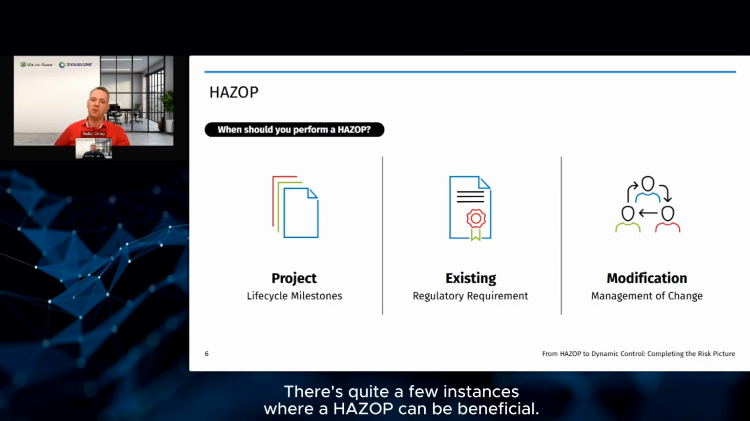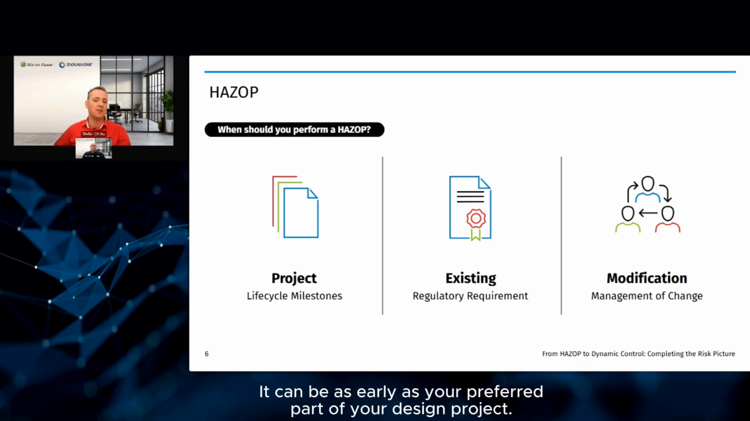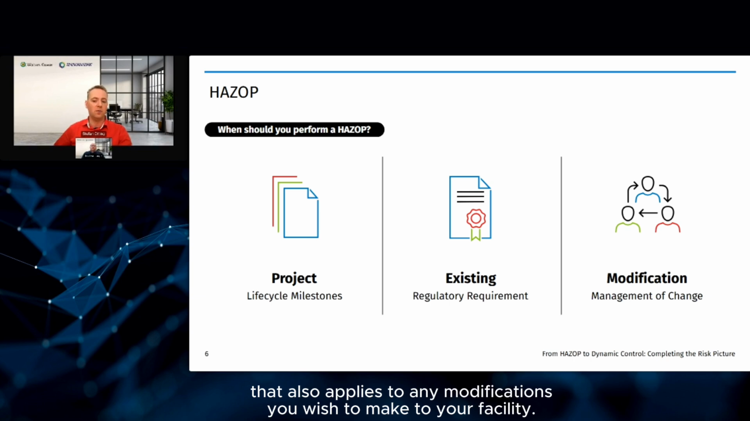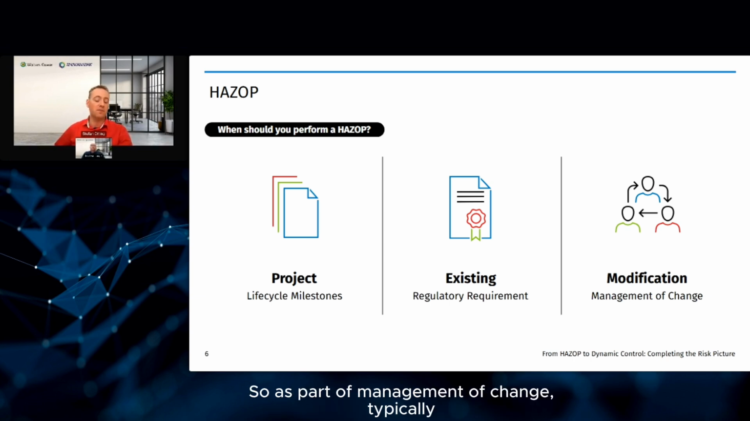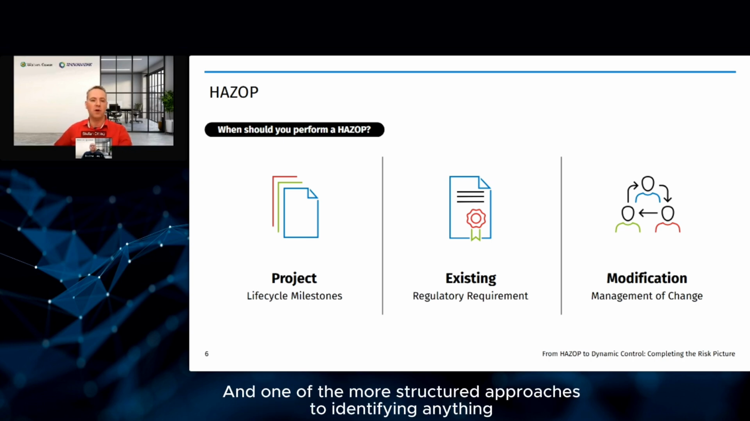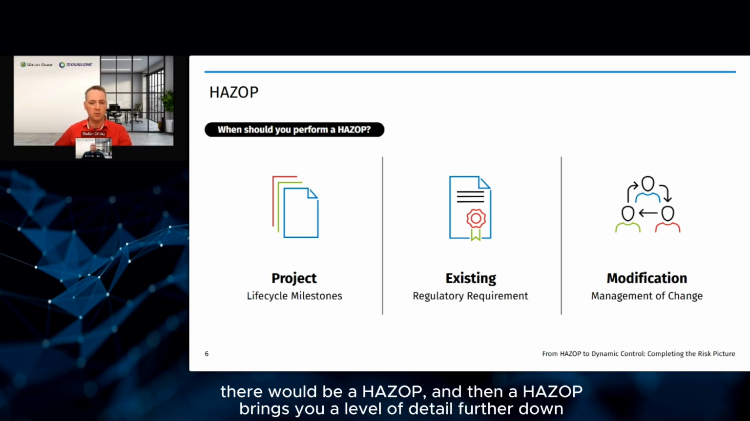There's quite a few instances where a HAZOP can be beneficial. It can be as early as your pre-feed part of your design project. That's on the design side of things, but also when your facility is already up and running. And again, that also applies to any modifications you wish to make to your facility. So as part of management of change, typically you want to do a risk assessment. What am I changing? How does that affect my risks that I have? Am I introducing new risks? And one of the more structured approaches to identifying anything there would be a HAZOP.